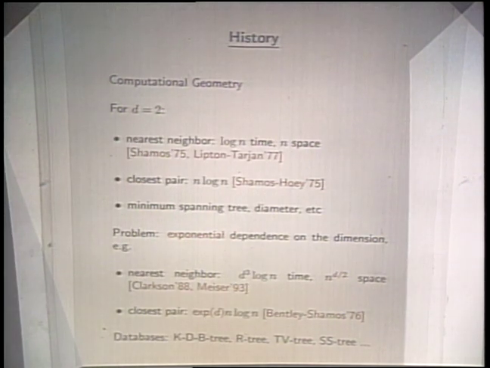This is probably as good as we could try to achieve. And similarly for the closest pair, in 75, Shamos and Hoey obtained an n log n time algorithm for the closest pair. So again, this is almost optimal, almost linear. And similar running times were obtained for minimum spanning tree, diameter, and various other problems. So this is the good news.